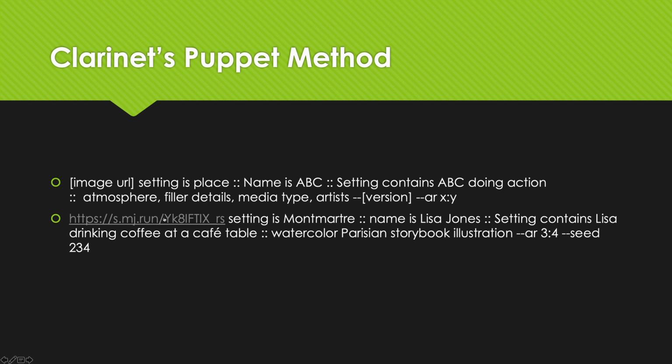So an example of this, we've got an image of Lisa Jones, our 11-year-old cowgirl. We said the setting is Montmartre, name is Lisa Jones. You can also describe your character here. You could say Lisa Jones is an 11-year-old redheaded cowgirl. And then you could say setting contains Lisa Jones drinking, well, you probably wouldn't want her to be drinking coffee, but you could say drinking tea at a cafe table. And then you say watercolor Parisian storybook illustration, aspect ratio, and then the seed.